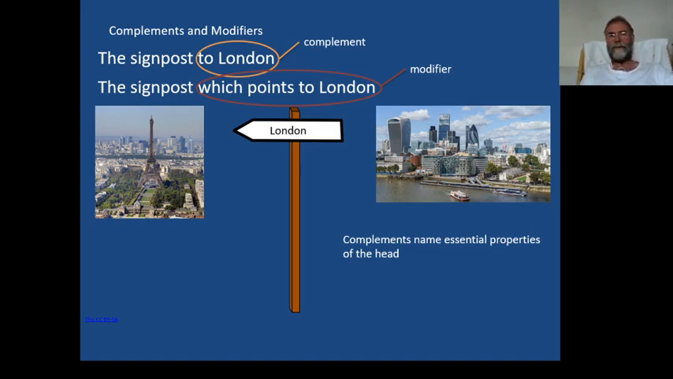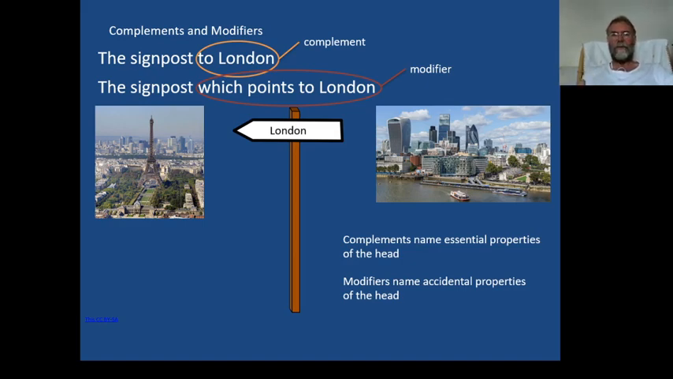Okay, the world could be such that this signpost happens to point to London, or the world could be such that it doesn't point to London. So therefore, where it's pointing to is an accidental property of that signpost, not an essential property. So modifiers, then, we can say, name accidental properties of heads, the properties that they have by dint of being in the particular universe that they exist in, not properties that they have independent of the universe.